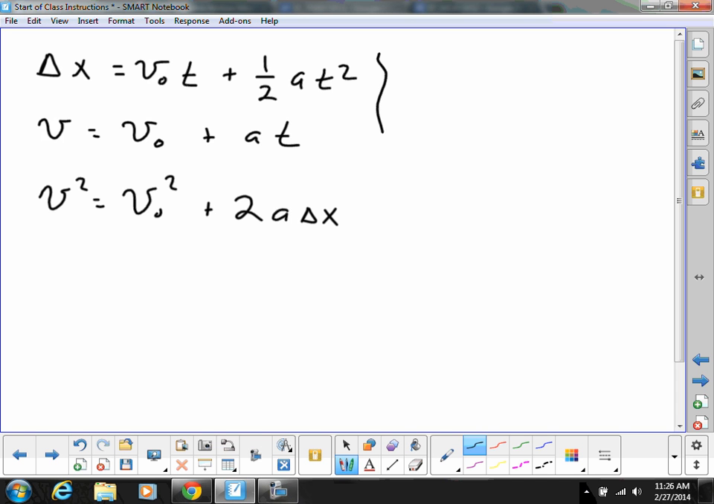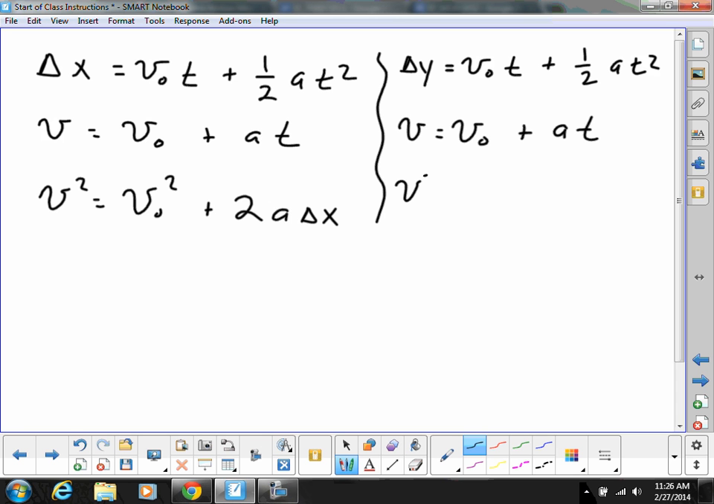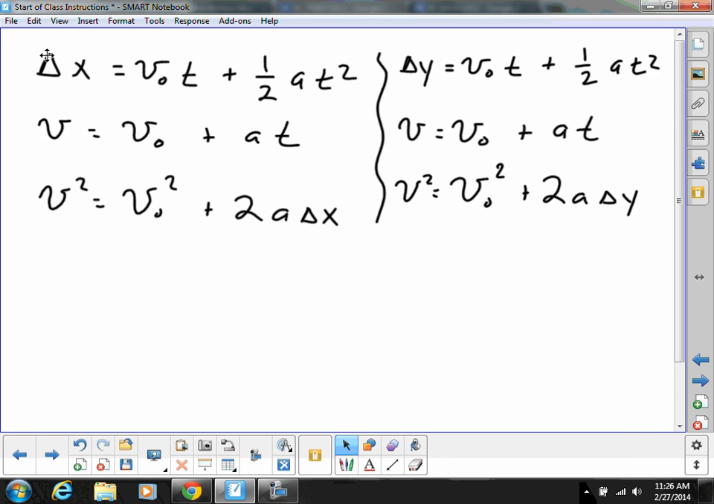We can also write these equations as if we were dealing with the vertical, in which case we would say delta y equals v naught t plus 1/2 a t squared, v equals v naught plus a t, and v squared equals v naught squared plus 2a delta y. To further show the differences between the dimensions, we could also give subscripts to other variables such as the initial velocities and final velocities.